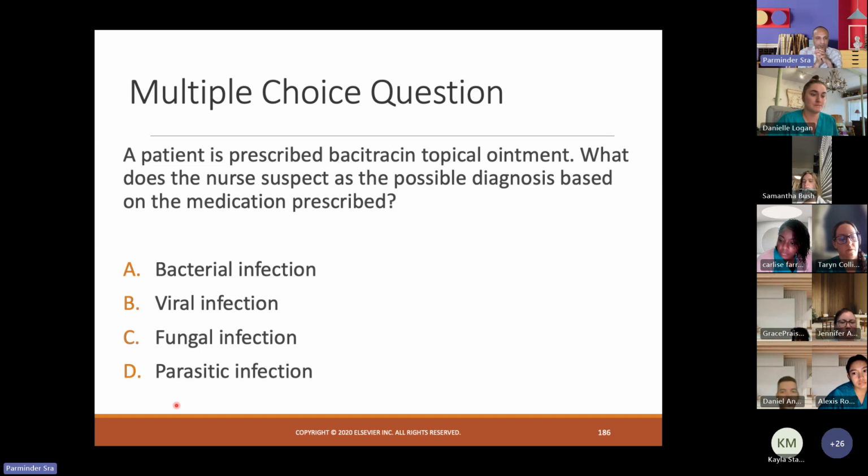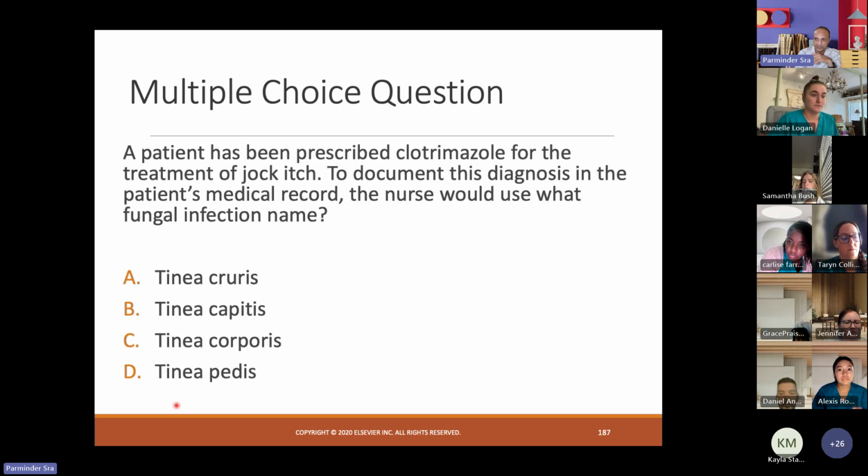Okay, so once again, A is the correct choice. Bacitracin is an antibiotic and used for bacterial infection, not for viral, fungal, or parasitic infections. Okay, let's see if you remember that.